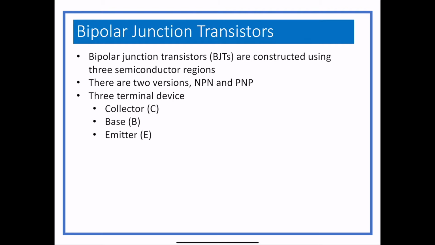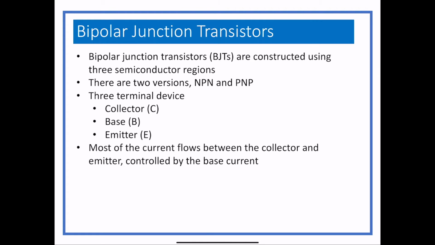The difference is how they operate. So there are 3 terminals. They're going to look the same when they're in a circuit, but how they actually operate and affect the circuit is going to be a little bit different. Most of the current flow is between the collector and the emitter, and the base current controls that current.